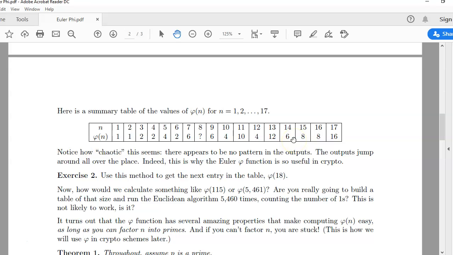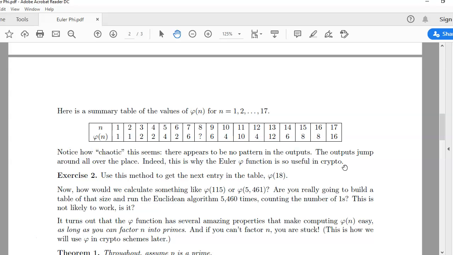There are actually no patterns to the outputs in the Euler Phi function. They sort of jump around all over the place. And indeed, this is why the Euler Phi function is so useful in crypto. It turns out that because the outputs jump around so much, it's incredibly hard for Eve to guess anything about the outputs. And so if Alice and Bob are sharing a secret about the outputs, they can hide that from Eve and do some crypto.